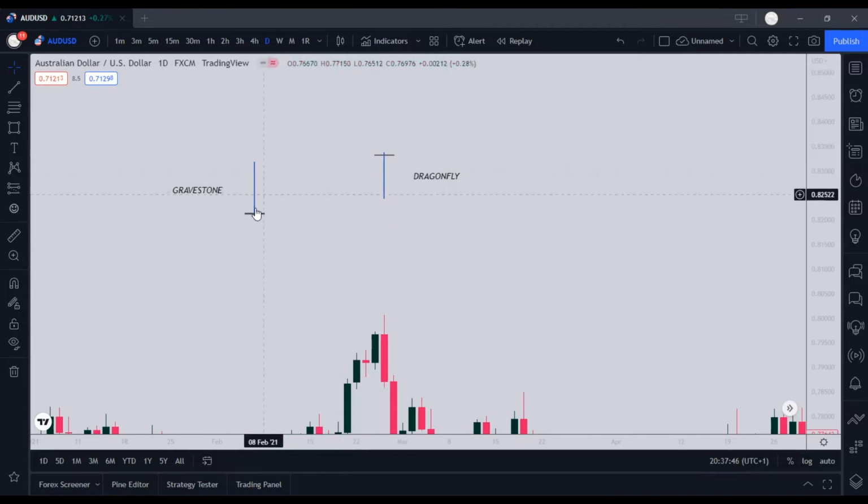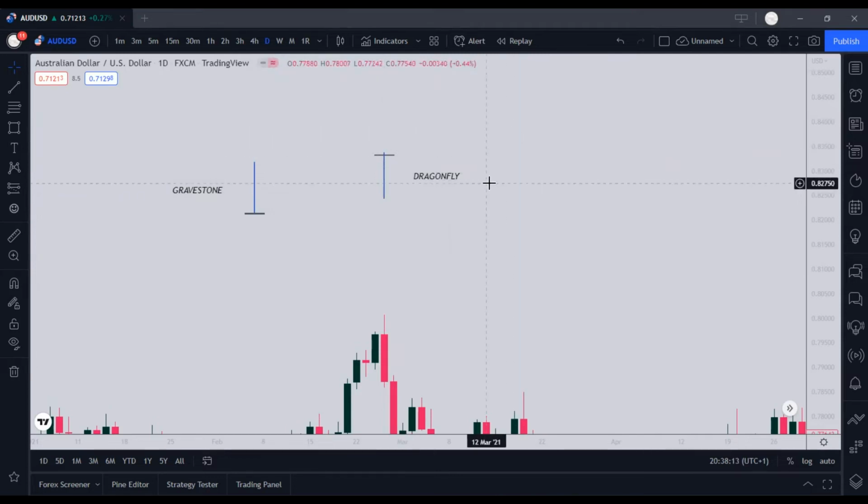So when you see this on a resistance, it's likely that market price is going to go down, because the sellers pushed the market from up there to this particular place. So they could take over and push the market down, down, down. Likewise, this one too. When you see this at a support, it's likely that the market is going to go up.